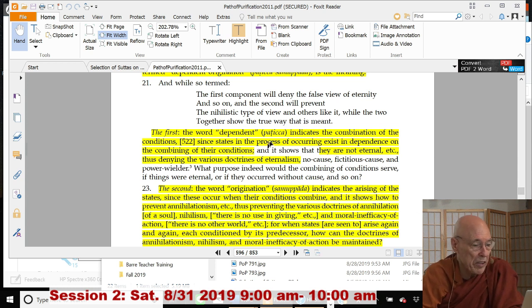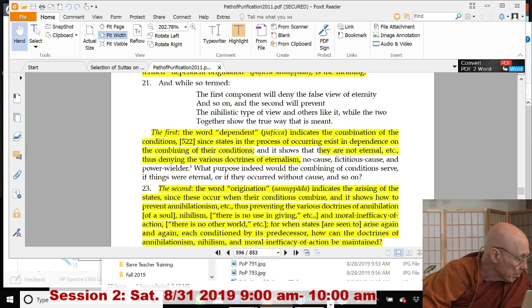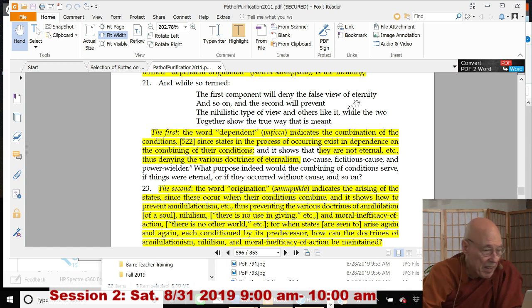Okay, so the word dependent, paticca, indicates the combination of the conditions, since states in the process of occurring exist in dependence on the combining of their conditions. And then the word origination indicates the arising of the states, since these occur when their conditions combine.